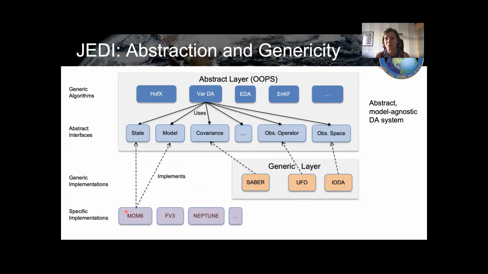Then we could do the same thing. Without changing anything in the code of the generic algorithm or in the code of this generic layer, SABRE, UFO, JEDI, we could connect the MOM6 interface, which implements state, model, etc., to VAR-DA and to this generic layer, and run variational assimilation with the observation operators from UFO for MOM6. We can do the same for all the other interfaces.